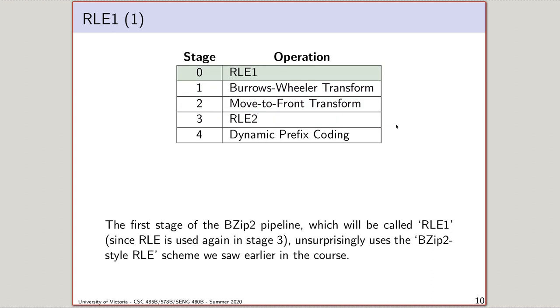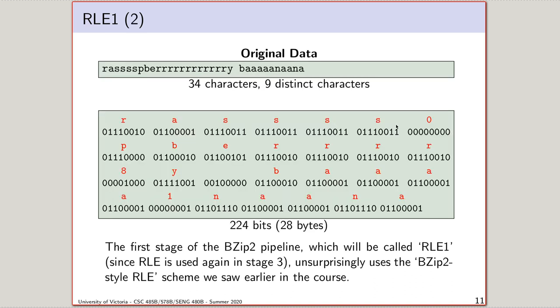So RLE is used twice, and there's actually different forms of RLE. The first one, which I'm just going to keep calling RLE1, is what heretofore in the course we've called the BZip style RLE scheme. So that RLE scheme that only encodes a run if it sees four characters that are identical in a row. So here it is. We've already seen this, so I don't need to belabor it too much.